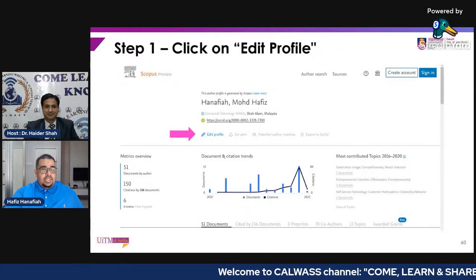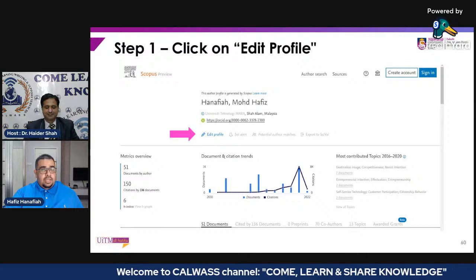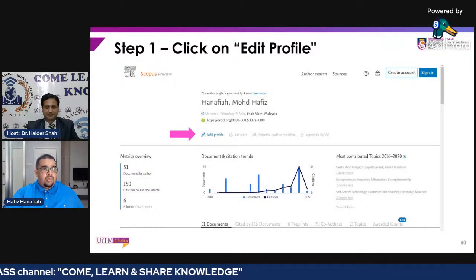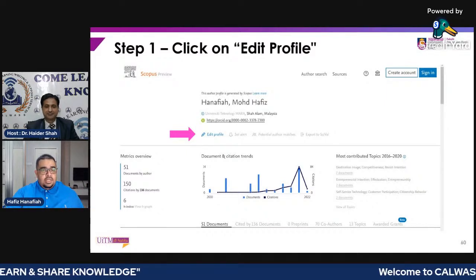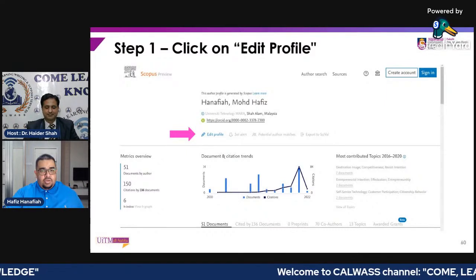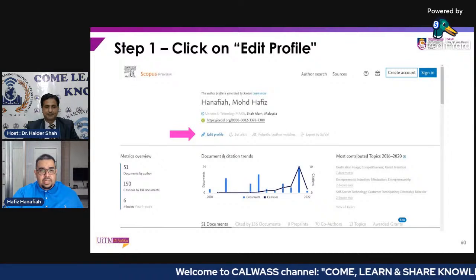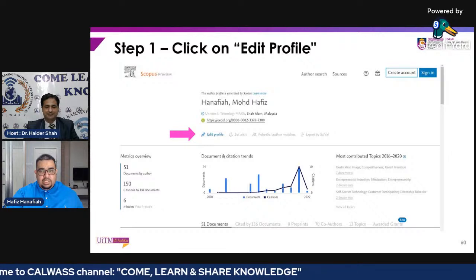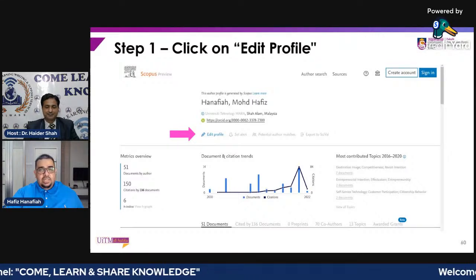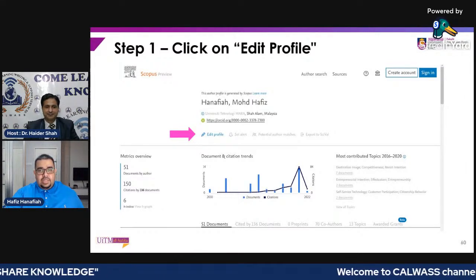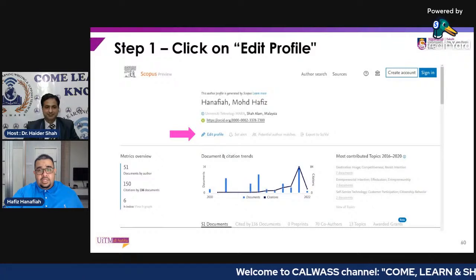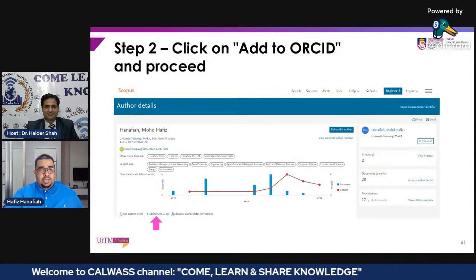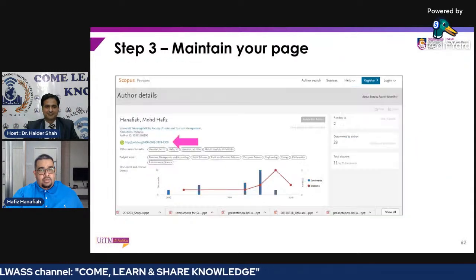And you can see what a Scopus author ID looks like. You have your name, you have your ORCID ID, because you already linked your ORCID ID with Scopus. You have your metrics overview, your document and citation trend, and you can see the areas that you are publishing in. I can say that my areas are destination image, competitiveness, revisit intention, entrepreneurship intention, effectuation, entrepreneurship, and also customer behavior. Okay, so again, this is the Scopus profile.